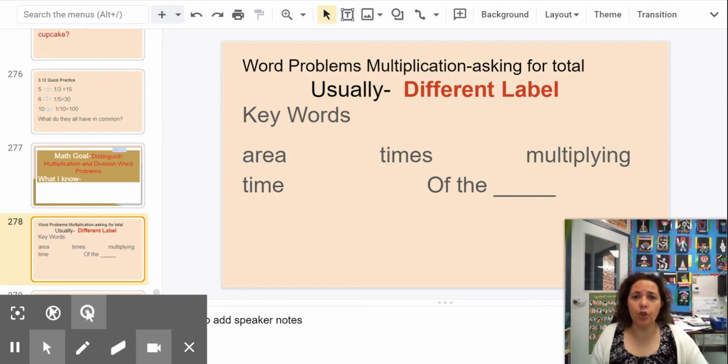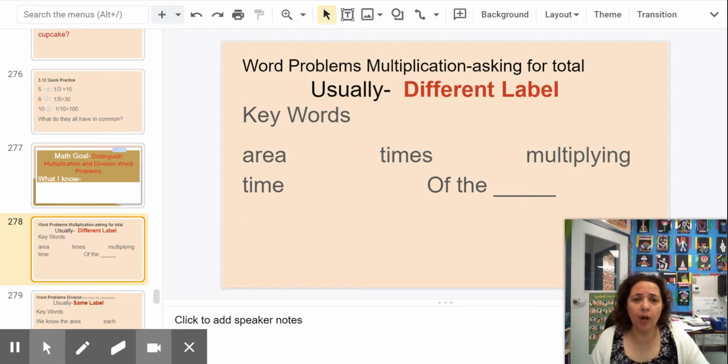Okay, so here's some things you should know. If we have a multiplication word problem, they're asking for a total. We don't know what the total is. Usually the words in the word problem have a different label. So you have the number and a label, and then another number and a label, and the labels are different. Some of the keywords: they're asking for the area, how many times something is bigger than the other, they're saying the word multiplication or multiplying, or the word times. Remember, "of the something" is also a keyword for multiplication.